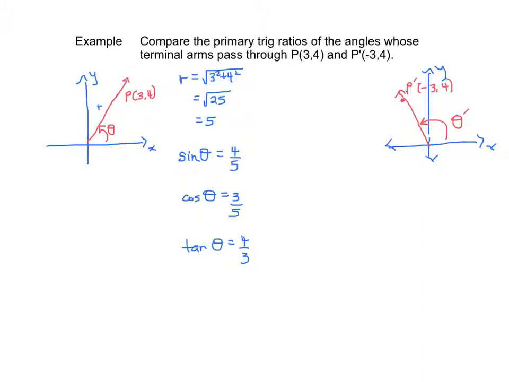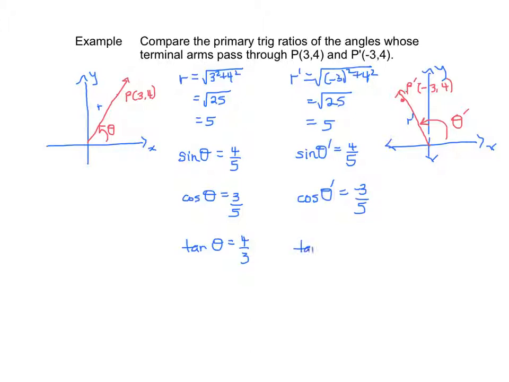Okay, and so the length of r prime will be the square root of (-3) squared plus 4 squared, which is still the square root of 25, so r has not changed. Now, sine ratio for theta prime will be y over r, so 4 over 5. The cosine ratio for theta prime is -3 over 5, and the tan ratio for theta prime is -4 over 3.